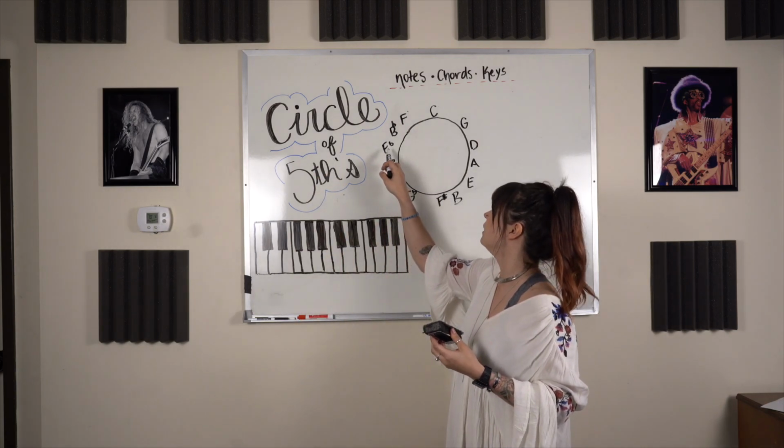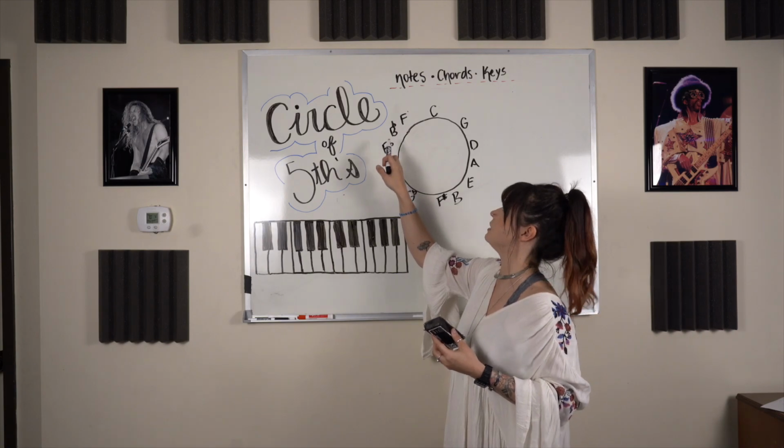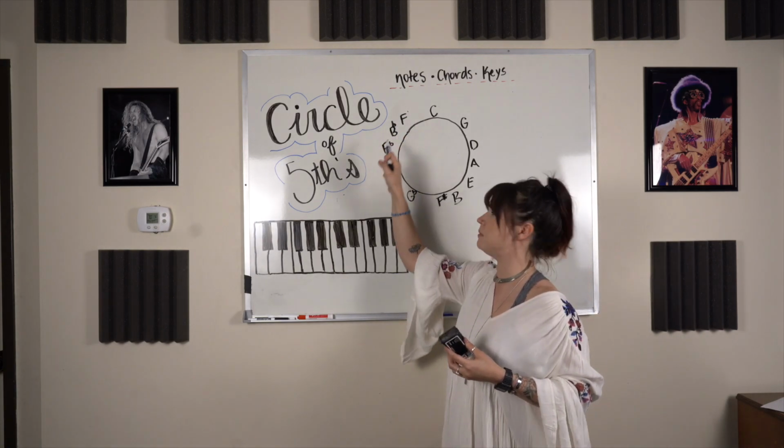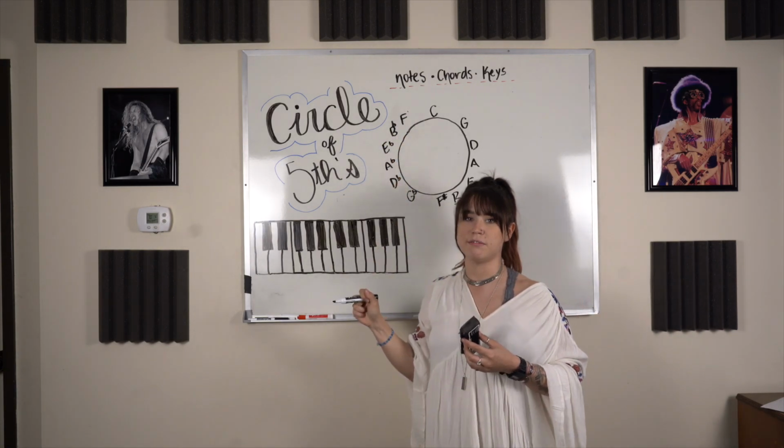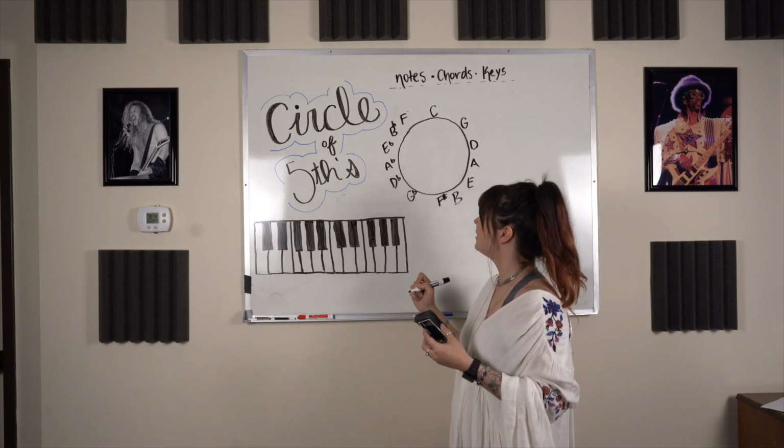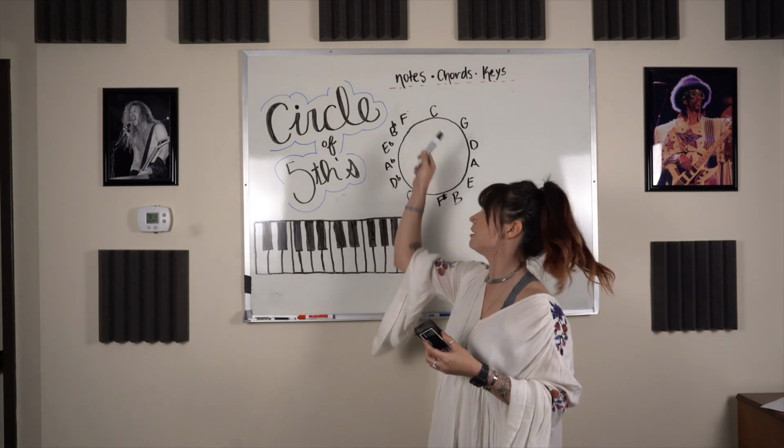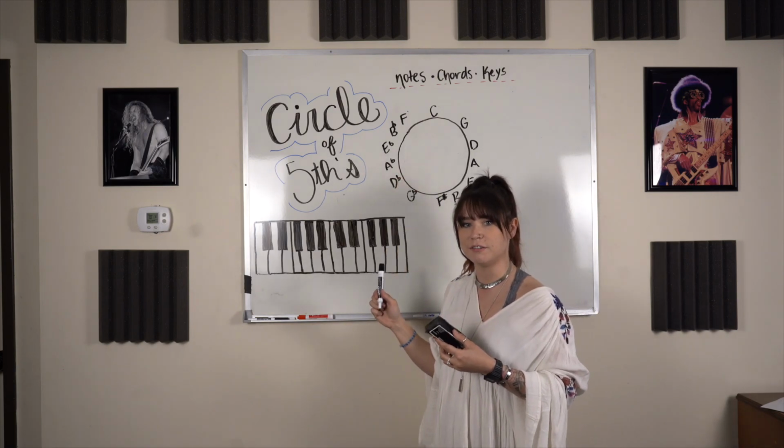You can look here on either side. Say my note is an E flat, you know that a fifth above is going to be B flat and a fifth below is going to be A flat, right? So that is just another quick way, if you're thinking about these as notes, to use the circle of fifths.